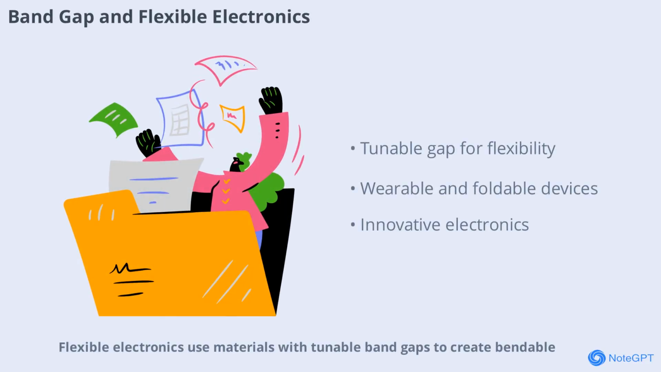Flexible electronics use materials with tunable band gaps to create bendable, stretchable devices. Organic semiconductors and 2D materials are leading the way in this field, enabling new products like foldable phones, wearable sensors, and flexible displays. The ability to engineer the band gap for flexibility and performance is driving innovation in consumer electronics.